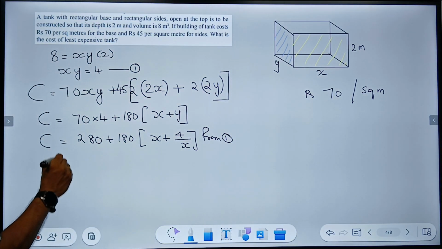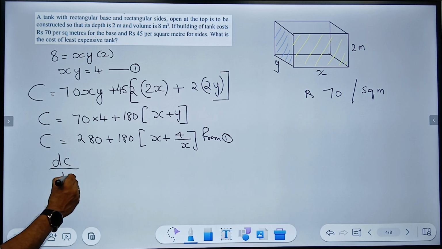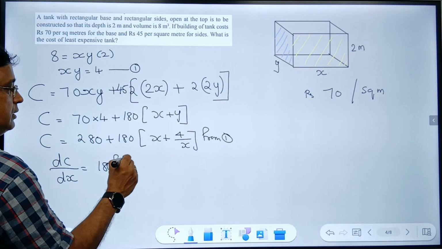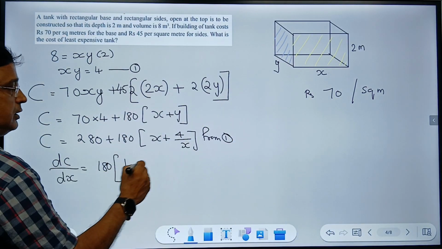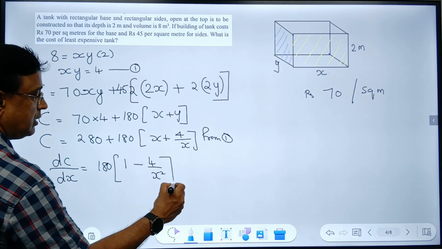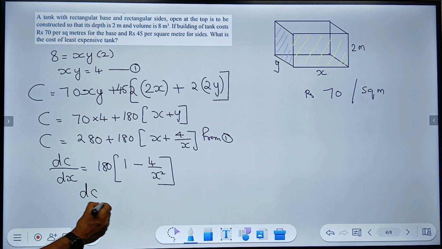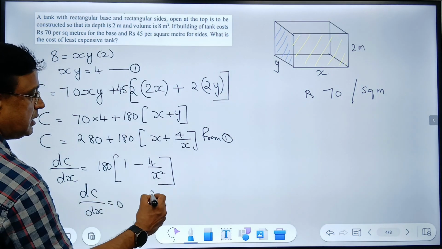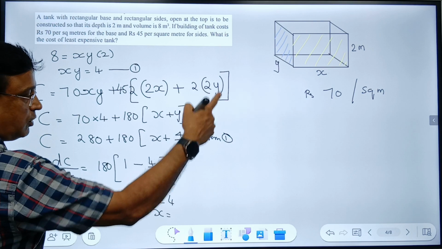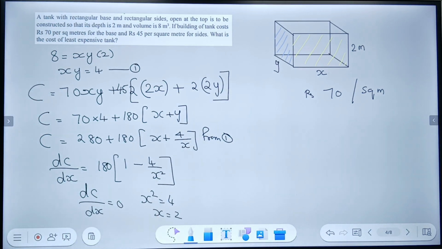Now differentiate. dc by dx. Differentiation of 280 is a constant, so it's 0. So 180 into differentiation of x is 1. Differentiation of 4 by x will be minus 4 by x square. Now the turning point, dc by dx is equal to 0. So I get x square equal to 4. You know x is the length of the box, so it can't be negative. So I don't take plus or minus, I take only plus 2.